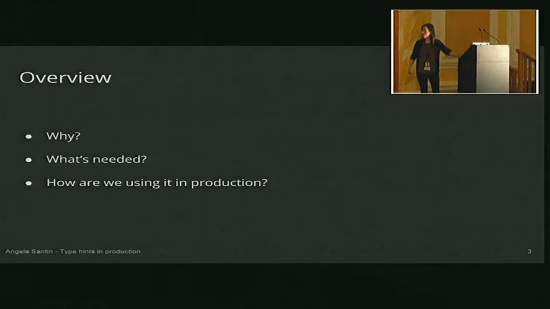So what am I actually going to talk about? Static type checking, but it's going to be divided into three parts. First, why do we even consider doing static type checking? So our motivation. Then what are the different parts that are needed to get static type checking done? And then finally, how are we using them in production?